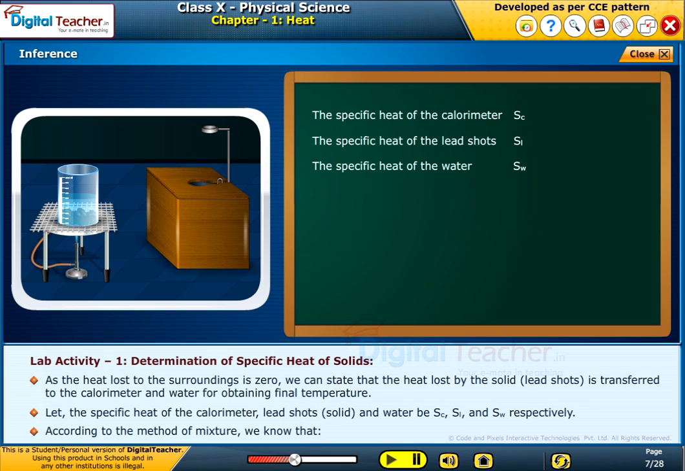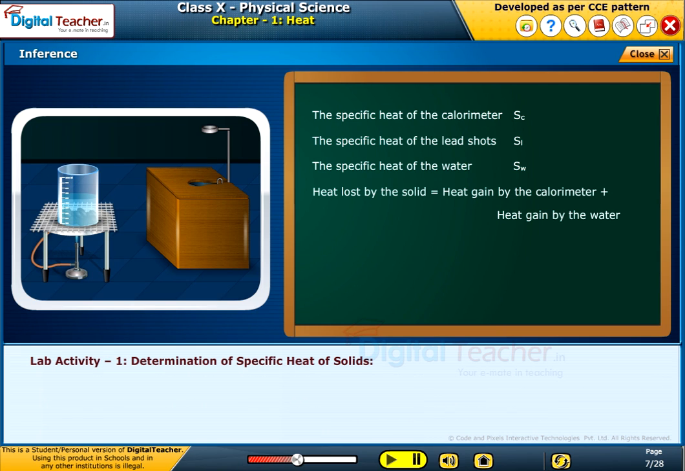According to the method of mixture, we know that heat lost by the solid is equal to heat gained by the calorimeter plus heat gained by the water. (M3 minus M1) × SL × (T2 minus T3) is equal to M1 × SC × (T3 minus T1) plus (M2 minus M1) × SW × (T3 minus T1).